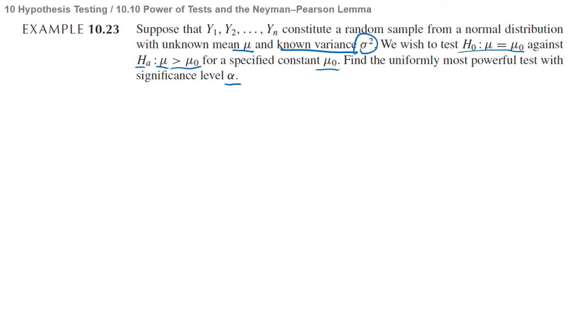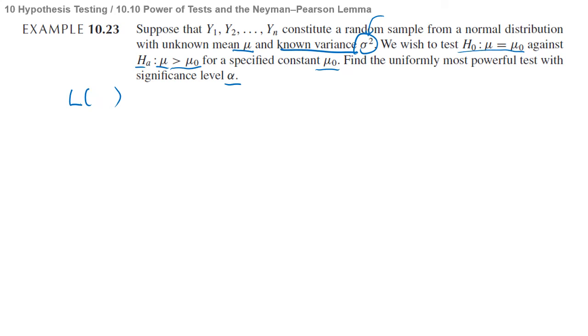And here this hypothesis is a simple hypothesis because we have known sigma squared, and so we can apply the Neyman-Pearson lemma to find the uniformly most powerful test. So we now need to calculate L(theta 0) and also L(theta).